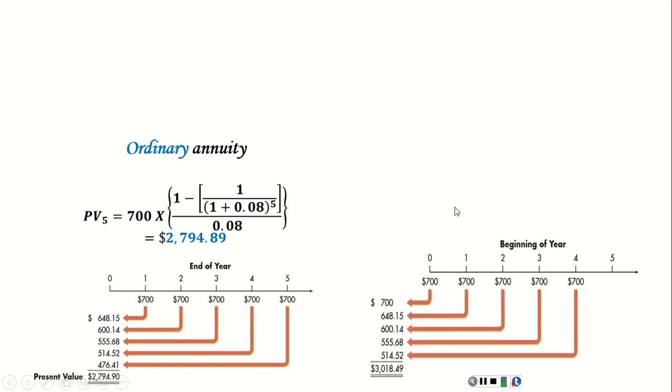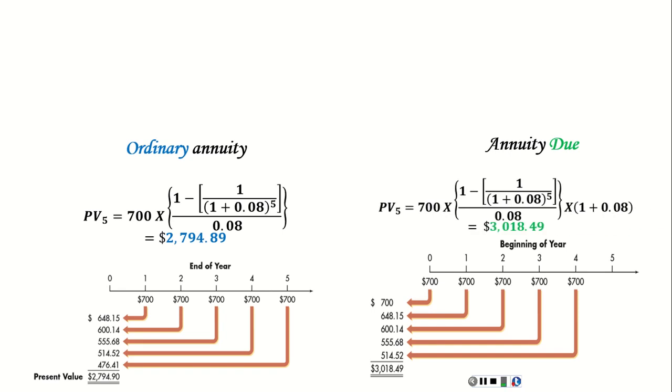But if each bank expects to receive 700 at the beginning of each year over the next 5 years, and each bank wants to find the present value of all expected cash flow, it can apply the equation by multiplying 700 times the present value interest factor for ordinary annuity times 1 plus the interest rate, which equals $3,018. Sure, you observe there is a difference between ordinary annuity and annuity due.